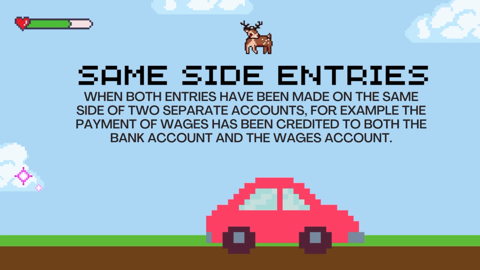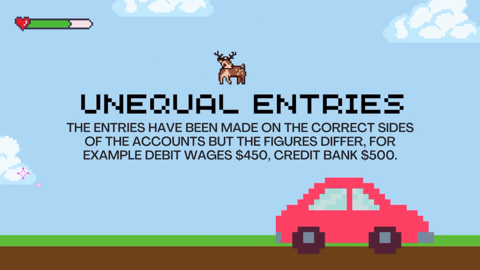Next, she saw same-side entries, when both entries have been made on the same side of two separate accounts. For example, the payment of wages has been credited to both the bank account and the wages account. Next, we have unequal entries. The entries have been made on the correct sides of an account, but the figures differ. For example, debit wages is $450, credit bank $500.